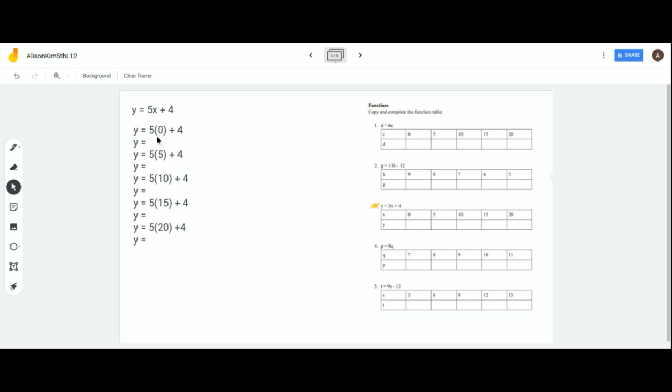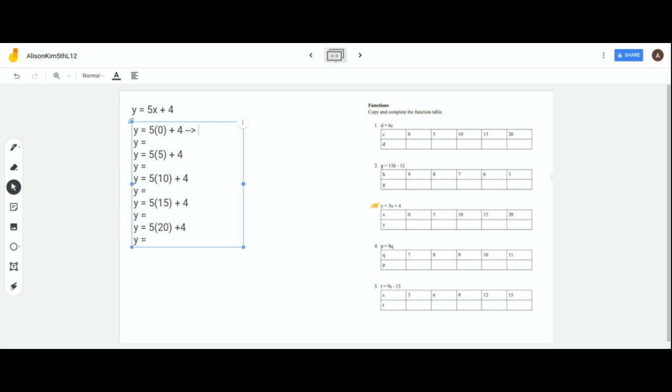Now that we have plugged them all in, we're going to solve them. So let's do PEMDAS. Remember, multiplication before addition, right? So 5 times 0 is just 0, right? So we do 0 plus 4. Now we know that 0 plus 4 is what? I should write it here.